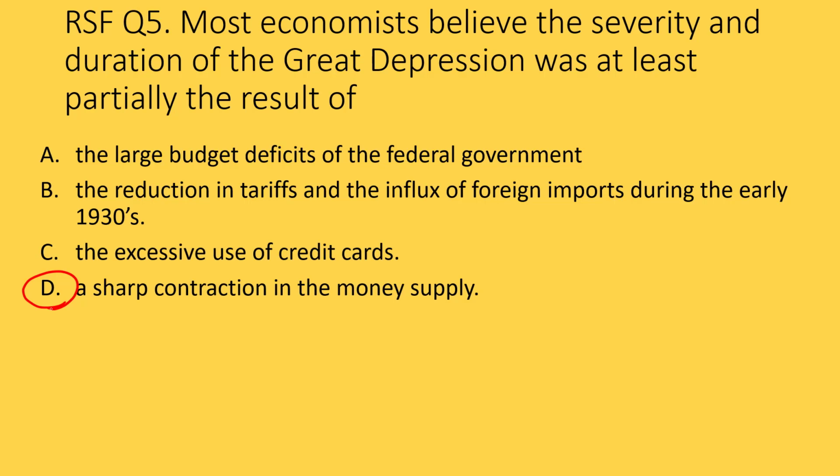It wasn't the excessive use of credit cards, that wasn't really around during this Great Depression. And it certainly wasn't a reduction in tariffs, as again we increased tariffs with that Smoot-Hawley tariff higher than ever before. And it wasn't the large budget deficits of the federal government up until this Great Depression. Right, these budget deficits were fairly rare. Right, the government didn't really run them as often as they're running them now. So D is the answer you're looking for.